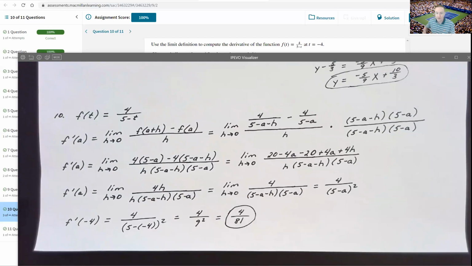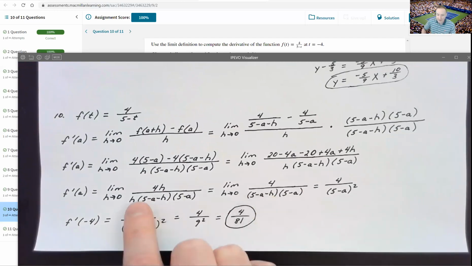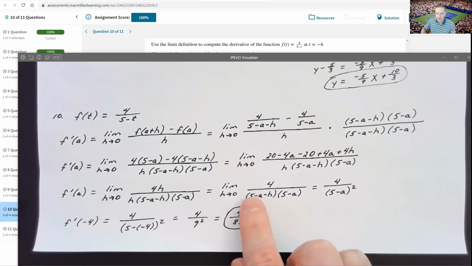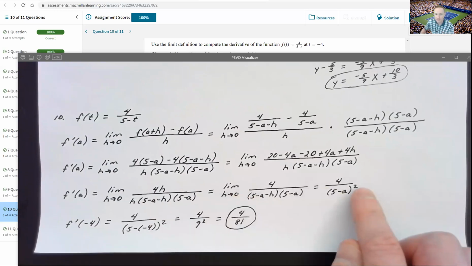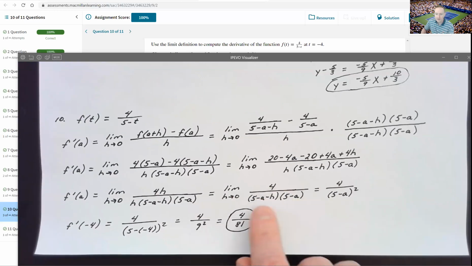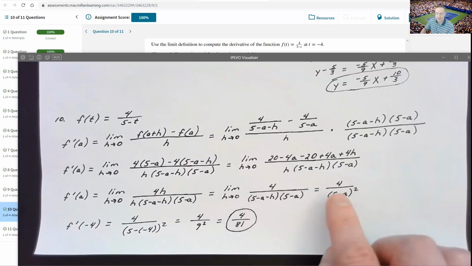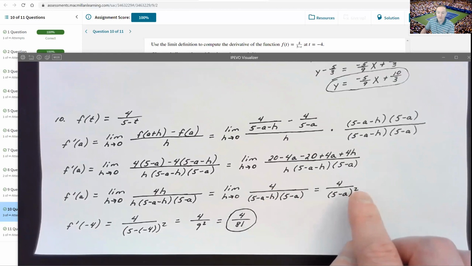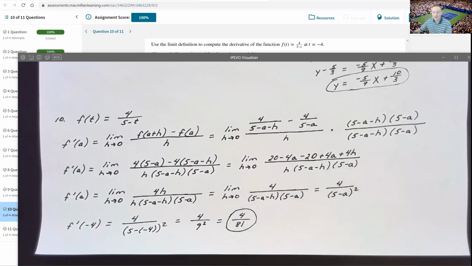Now, what are we going to do at that point? Once you cancel out that factor of h from this step to this step, you know you can evaluate the limit. So from here to here, I'm saying, well, what if I let h equal 0? Then this first group is just 5 minus a times the second group 5 minus a. Well, 5 minus a times 5 minus a is better written as 5 minus a quantity squared. And so then I have my final derivative f prime of a defined as 4 over the group 5 minus a squared.